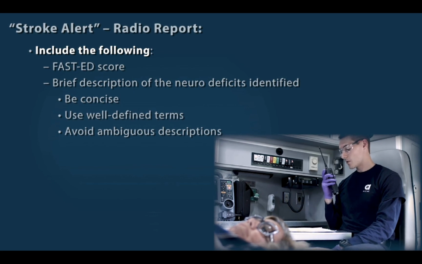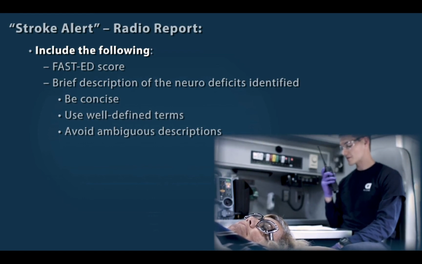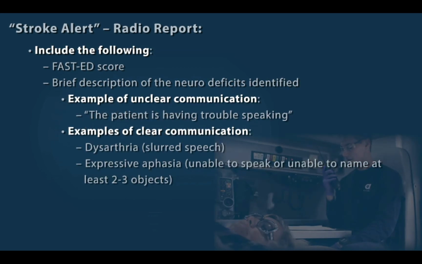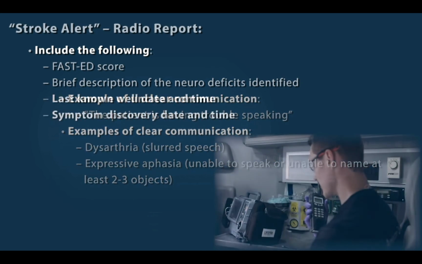Be sure to concisely describe the patient's deficits. Use terms that have a clear definition. Avoid ambiguous descriptions of the patient's deficits. For example, when describing the patient's speech impairments, reporting the patient has trouble speaking is very unclear. Instead, use appropriate terms like dysarthria for slurred speech and expressive aphasia when the patient is unable to speak, or name at least 2 of the 3 objects correctly.